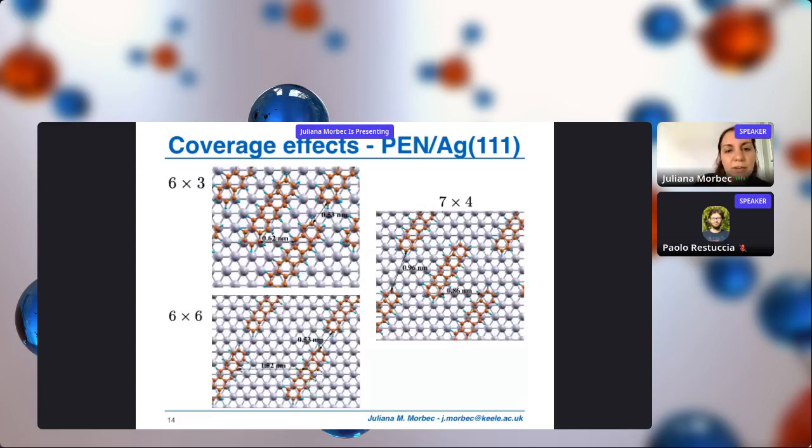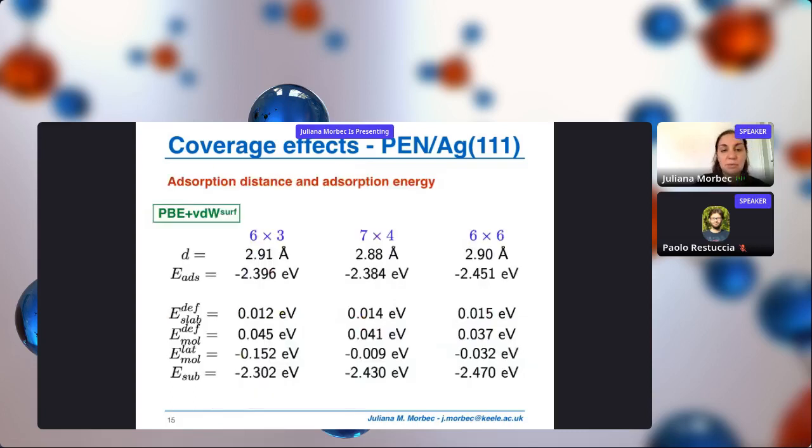So we start, for example, with pentacene in a 6x3 cell that you consider to be one monolayer coverage, and you increase the size of the cell, meaning that the molecules are farther apart from each other. So the molecules should see more of the substrate. And this is just preliminary results. We're still doing work on that.